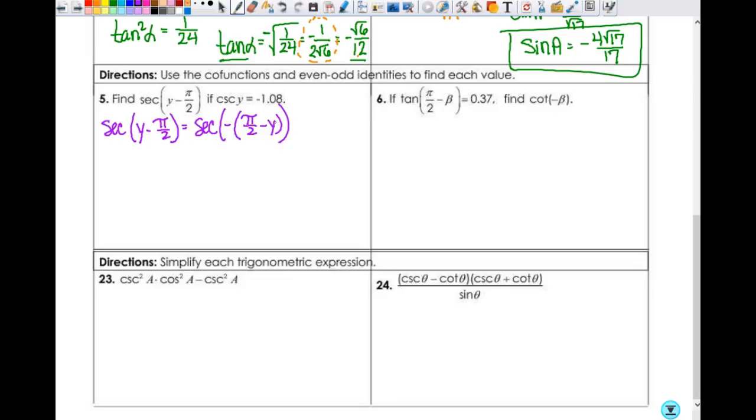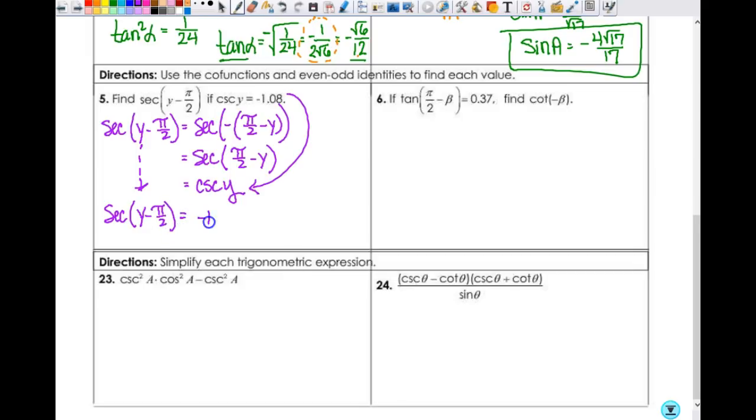Secant of negative theta equals secant of theta. So this is the same thing as secant of pi halves minus y. Well, and then on here, secant of pi halves minus y is equal to cosecant of y. And I know what cosecant of y is right here, so I can substitute this in and I can bring this down, and I get secant of y minus pi halves equals negative 1.08. There's my answer.